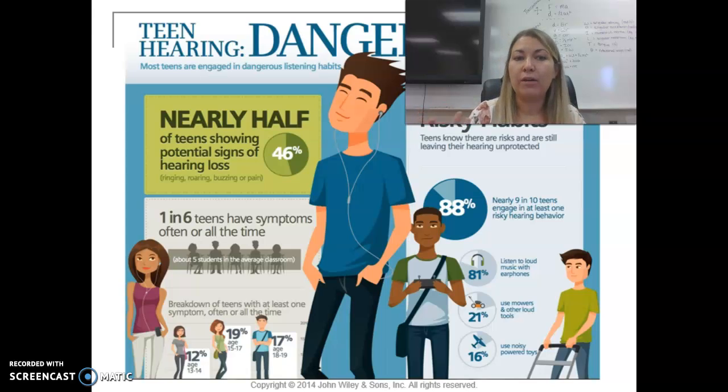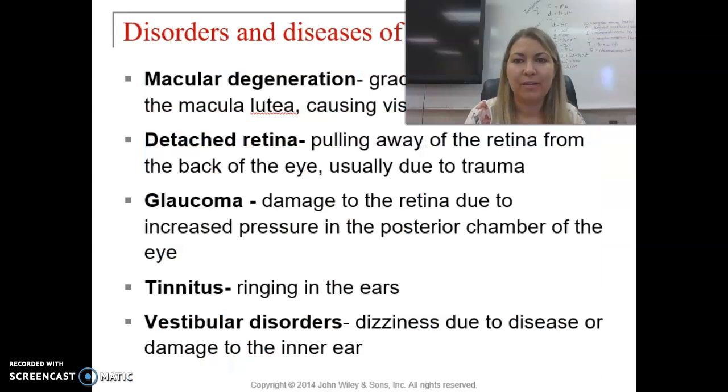That could include ringing, roaring, buzzing, or pain in the ears. So please be really, really careful of how much you use earbuds, the volume at which you use your earbuds, because it can lead to permanent hearing loss. And that's not something you should be dealing with for another 50 years.